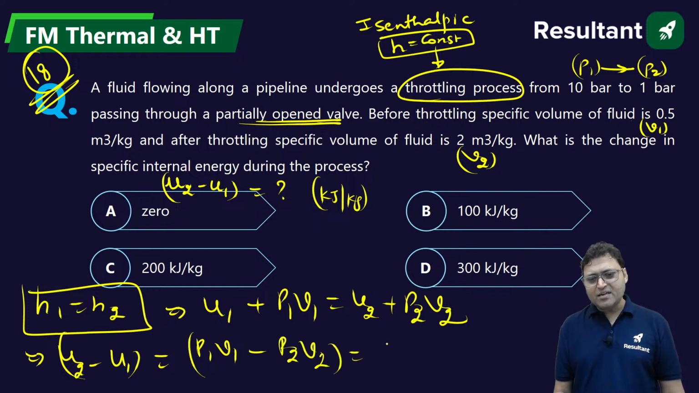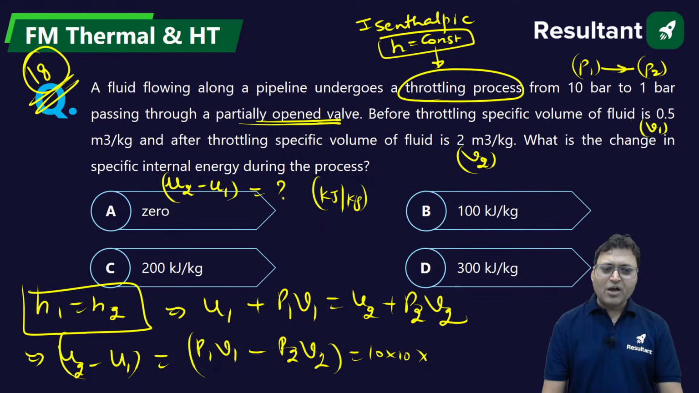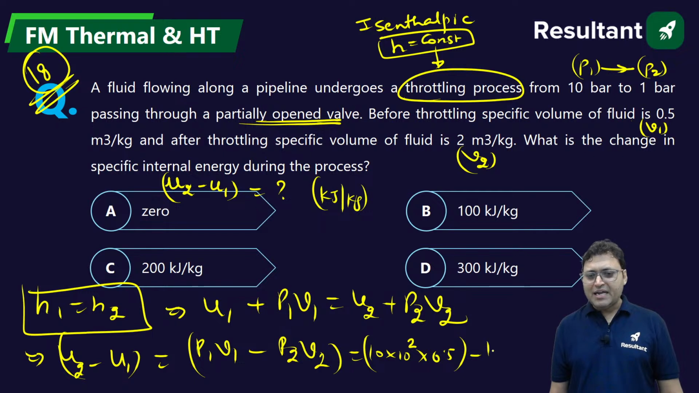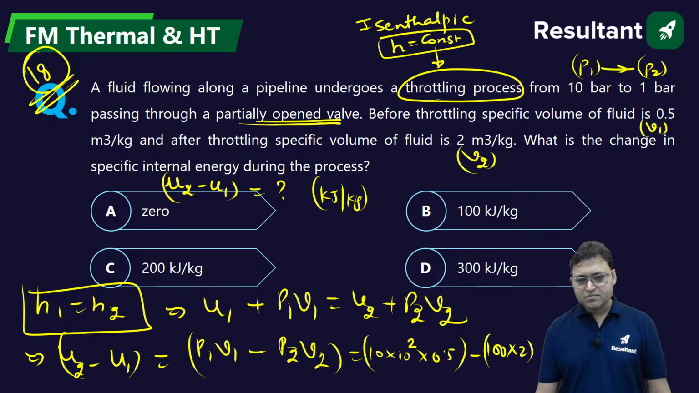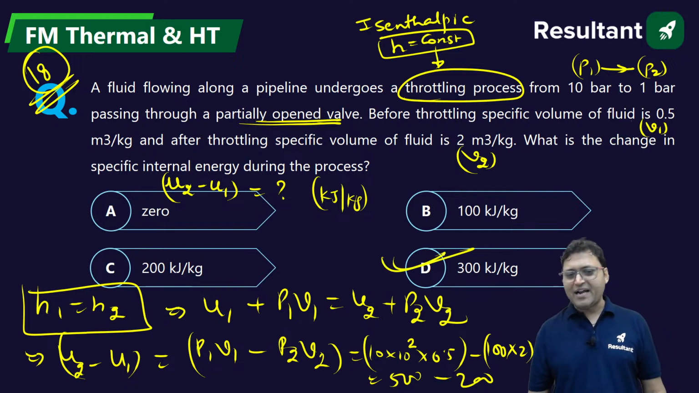Put the values, you will get the answer. P1 is 10 bar, so 10 into 100 in kilojoule, into V1, which is 0.5 meter cube, minus P2, that is 100, into V2, which is 2. That will give you the answer. 500 minus 200, that is 300, will be the correct answer. D is the correct answer. Question number 18, D will be the correct answer.